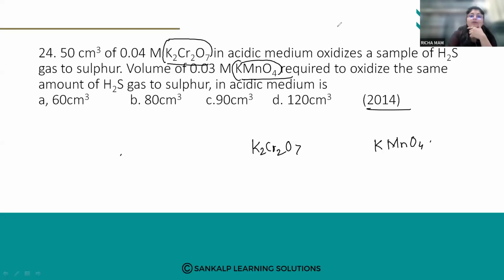Don't know what is K2Cr2O7? Okay. Potassium dichromate. Two chromates are here, so it is potassium dichromate. And this is potassium permanganate. Do you know what type of solutions are these two?